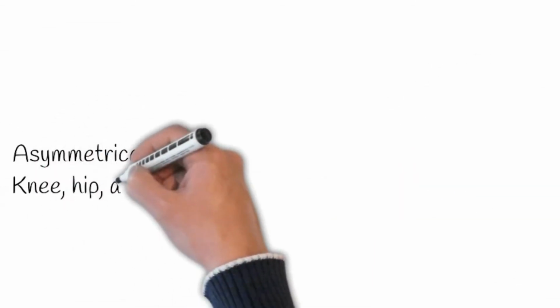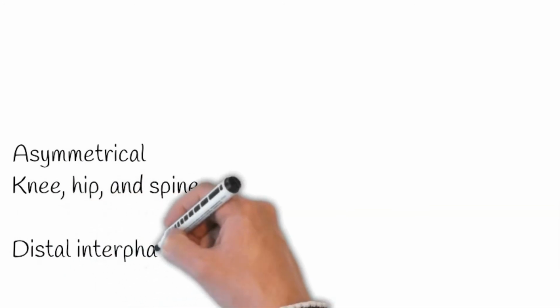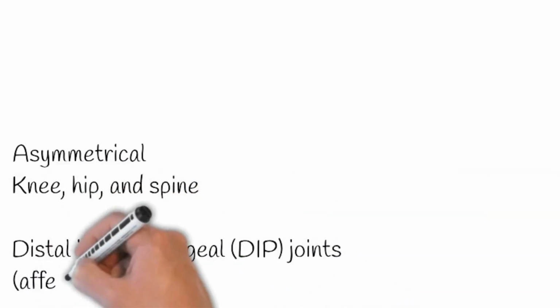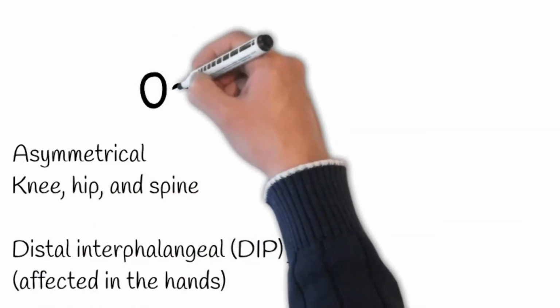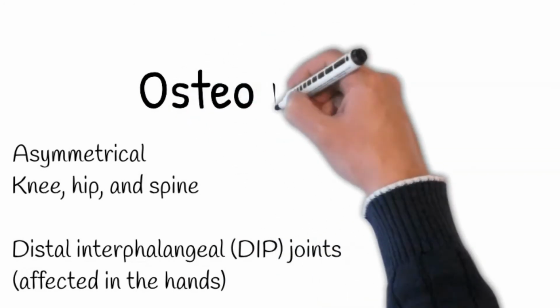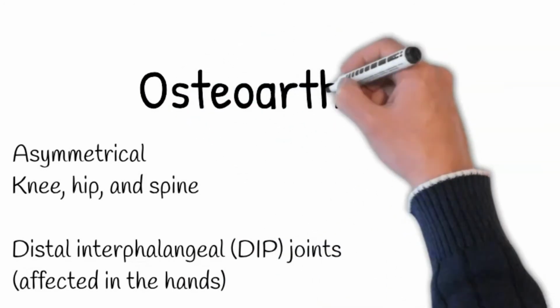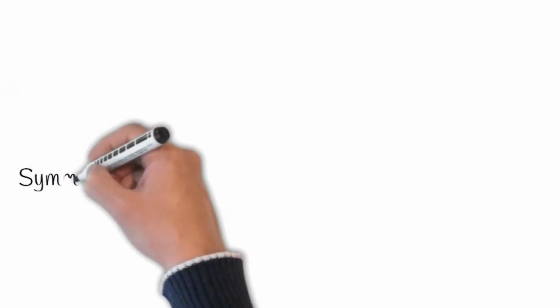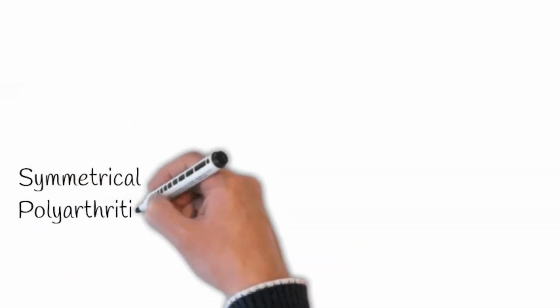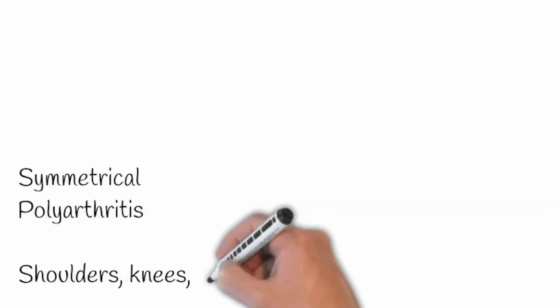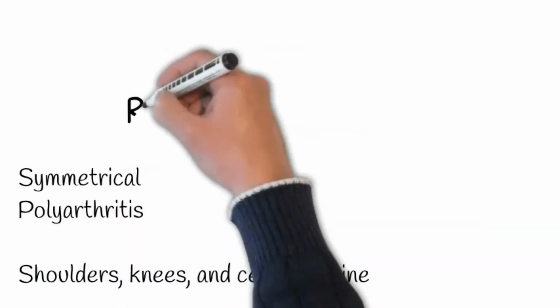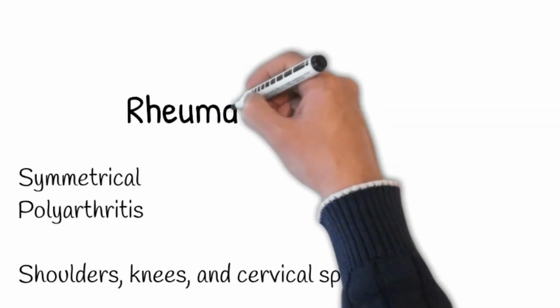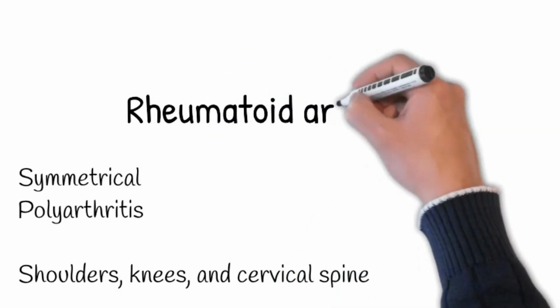Osteoarthritis: joint involvement is asymmetrical, and typically affected joints are the knee, hip, and spine. The distal interphalangeal joints and the first metacarpophalangeal joint at the base of the thumb are usually affected in the hands. Rheumatoid arthritis presents as a symmetrical peripheral polyarthritis, typically affecting the metacarpophalangeal and proximal interphalangeal joints of both hands. The shoulders, knees, and cervical spine are also commonly affected.